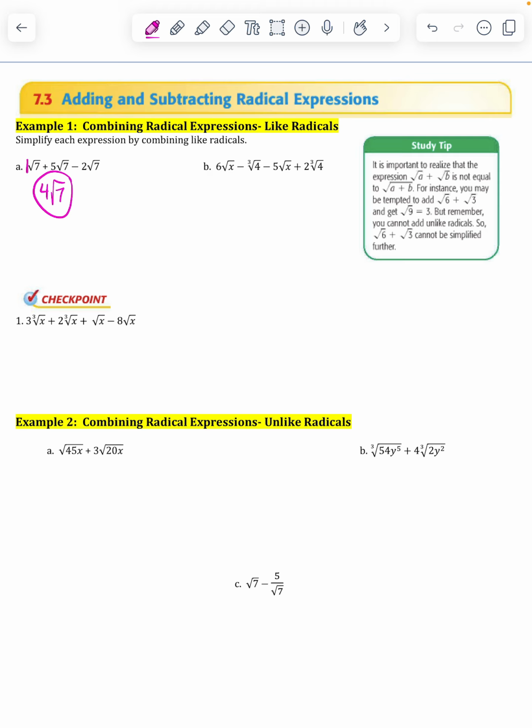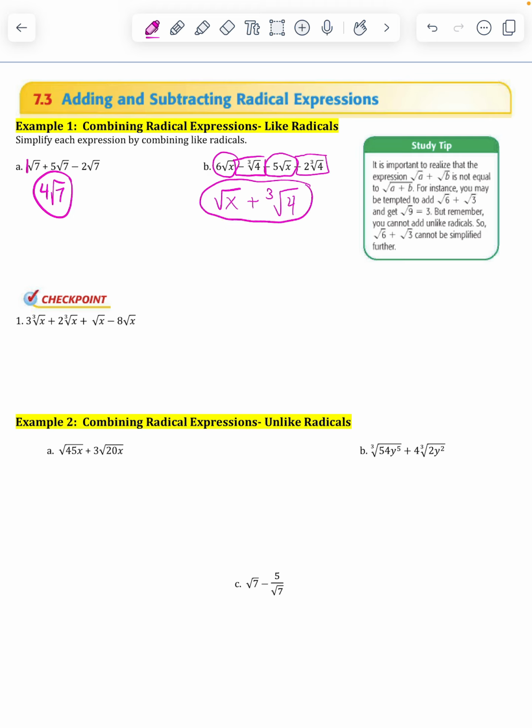For part B, we have two different types of radicals. We've got square root of x's, 6 of them minus 5, so this would be 1 square root of x. And then we've got cube roots as well, the cube root of 4, negative 1 cube root of 4 plus 2 cube root of 4 would be positive 1 cube root of 4. The order in which you put your final answers does not matter.